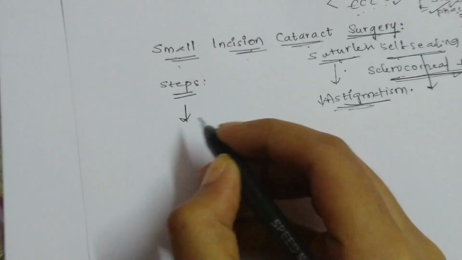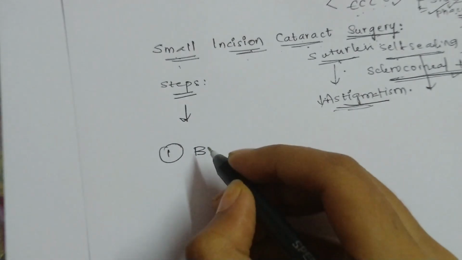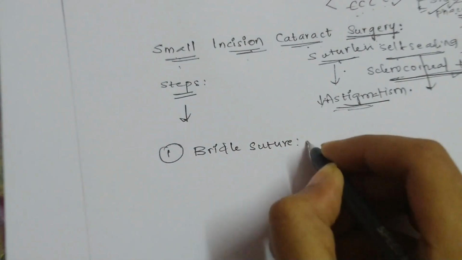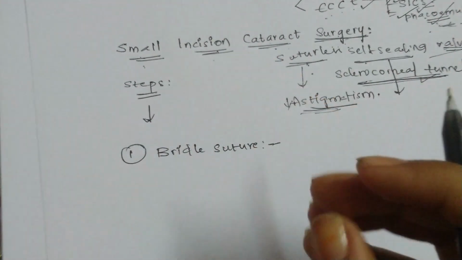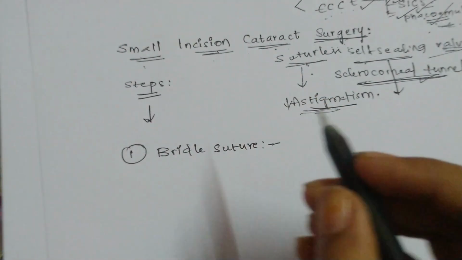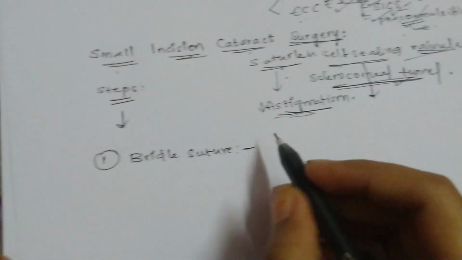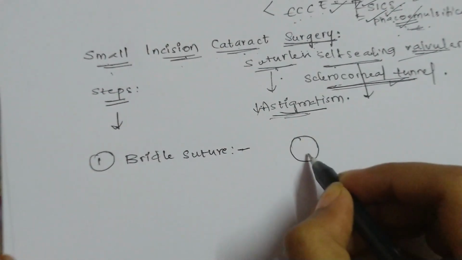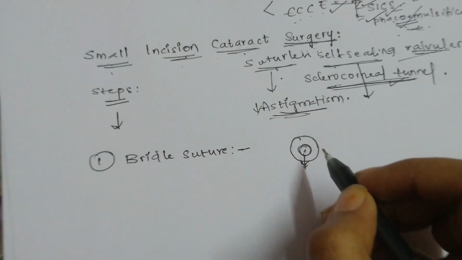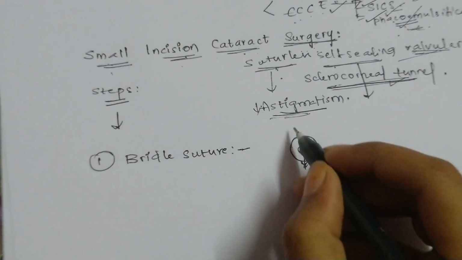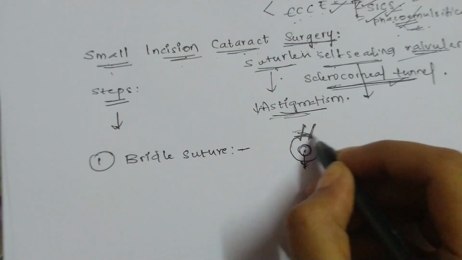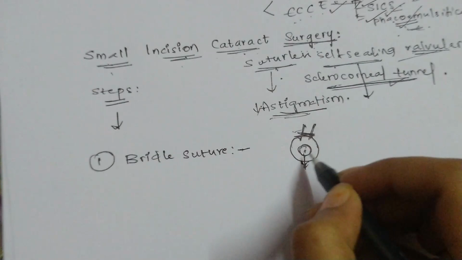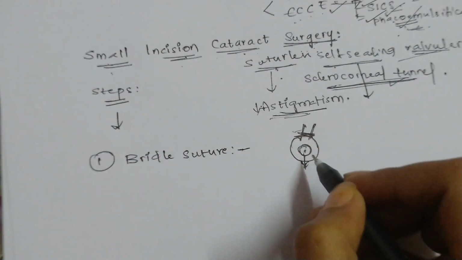So coming to the steps in small incision cataract surgery. First of all, we have to do a bridle suture. What is this bridle suture? To fix the eyeball in downward gaze, we apply a suture to the superior rectus. This is the eyeball, and we want the eyeball to be fixed in a downward gaze. So here there will be the superior rectus. We apply a suture to this superior rectus so that the eyeball will be fixed in the downward gaze. So this is the first step.